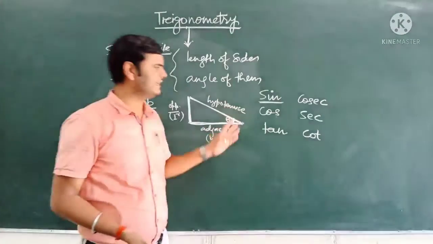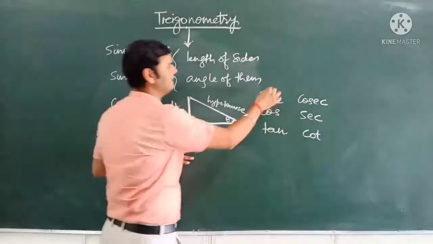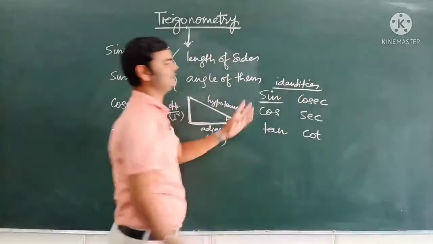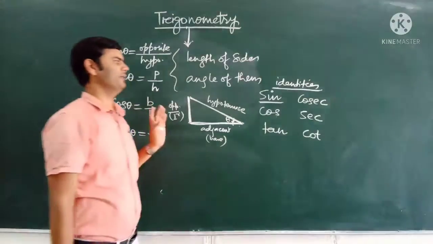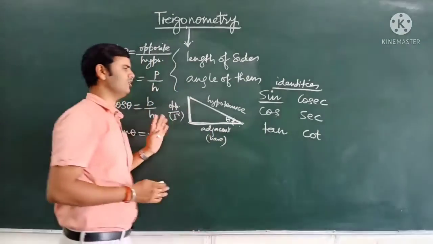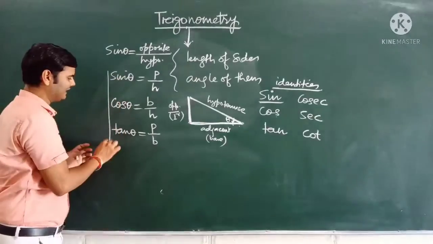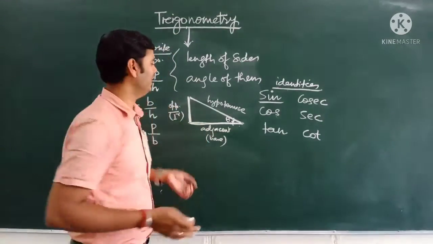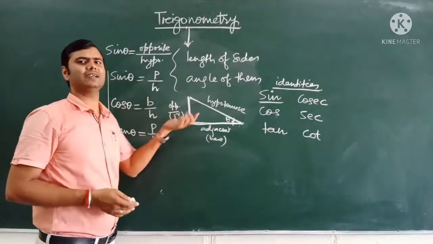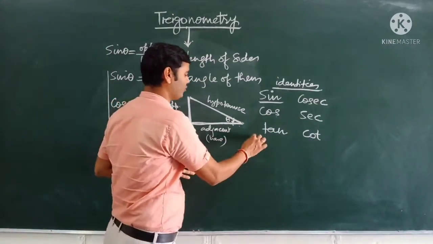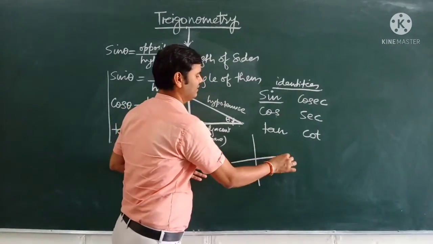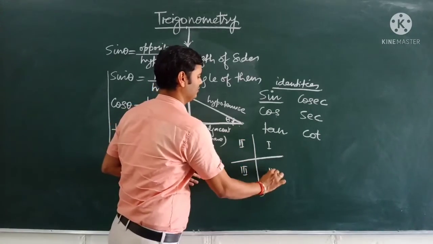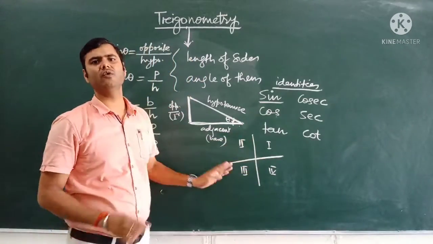So these are the identities. These are the 6 identities we have to study in trigonometry. Apart from this, once we know the sides, we have to discuss the quadrants: what the quadrants are and what the values of these identities are in each quadrant. We will describe trigonometry in 4 quadrants, 1, 2, 3, and 4.